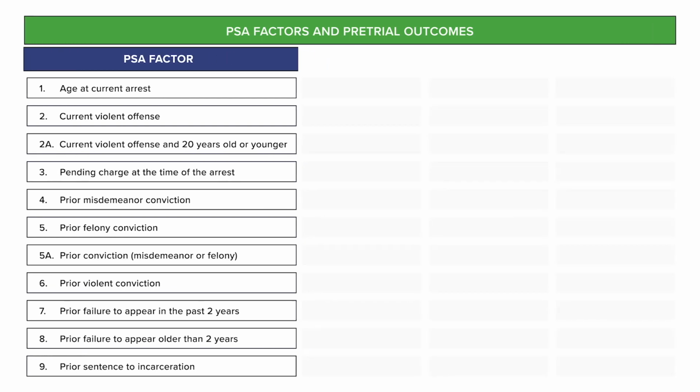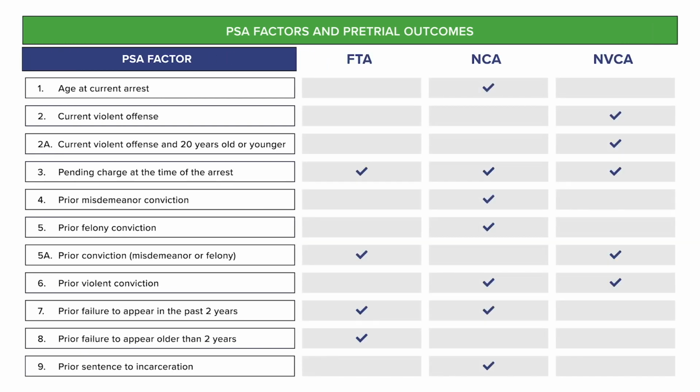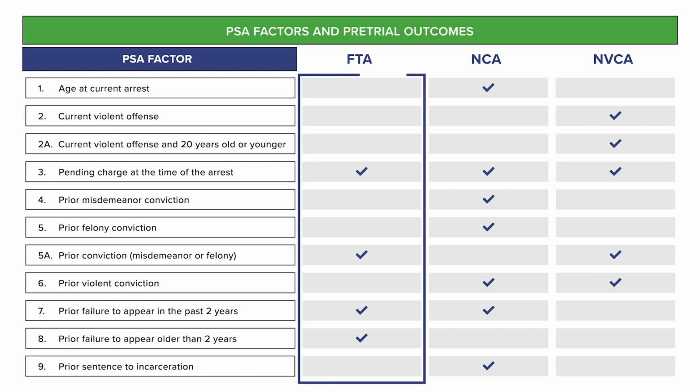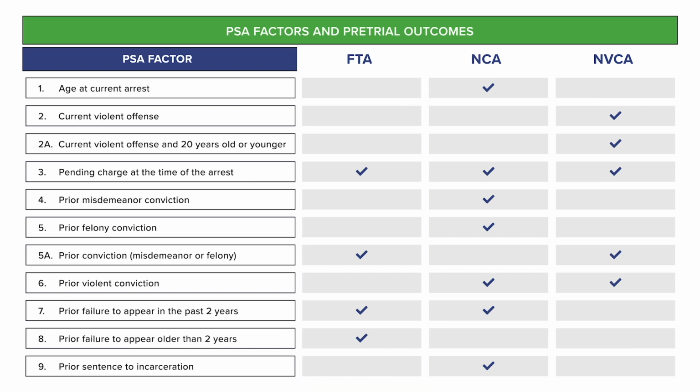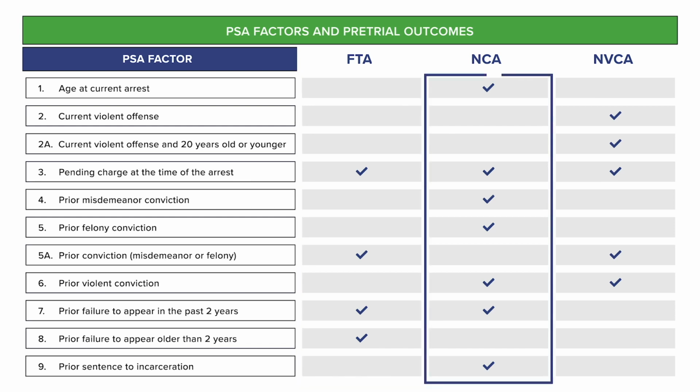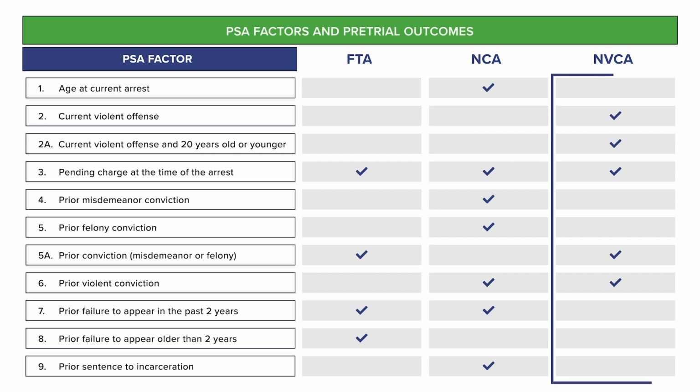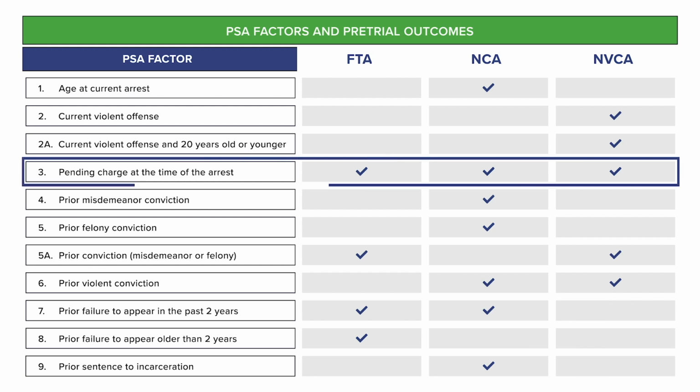As you can see, some of the PSA's factors are predictive of some of the PSA outcomes, but not all. For example, 4 of the 9 factors predict likelihood of FTA. Some of those same factors, as well as others, predict NCA or NVCA. Pending charge predicts all 3 outcomes.